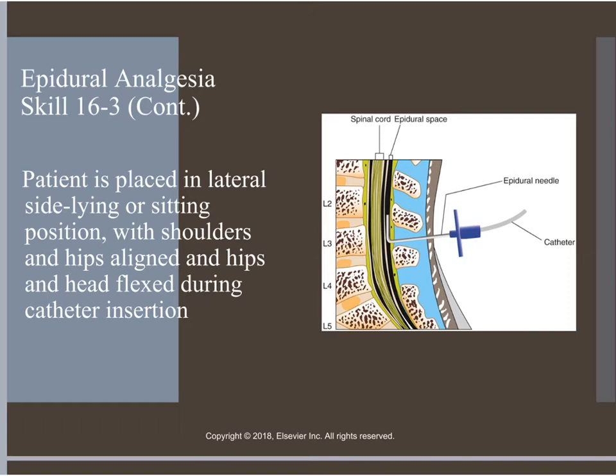An anesthesia provider places a catheter into the epidural space below the second lumbar vertebra, where the spinal cord ends. Epidurals may also be placed into the thoracic level of the spinal cord.